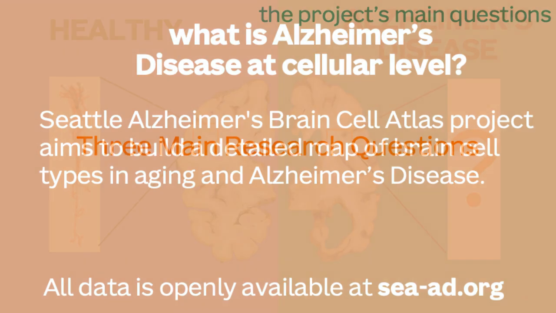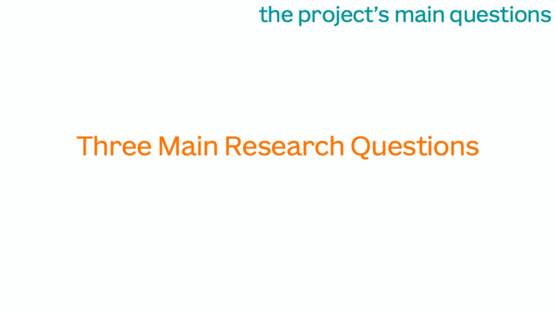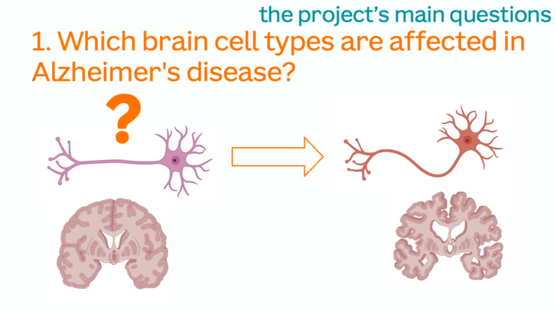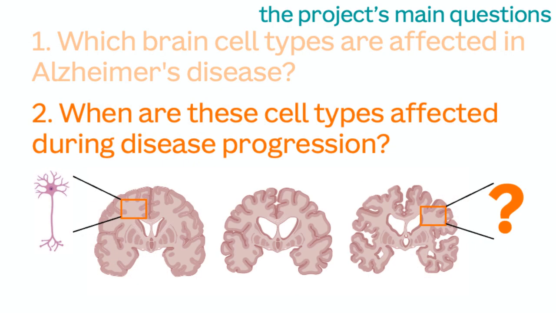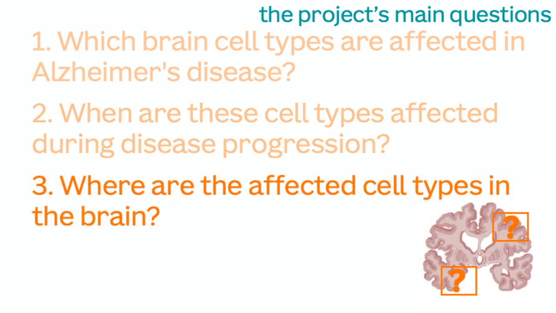The project has three main questions. First, which brain cell types are affected in Alzheimer's disease? Second, when are these cell types affected during disease progression? And third, where are these affected cell types in the brain?